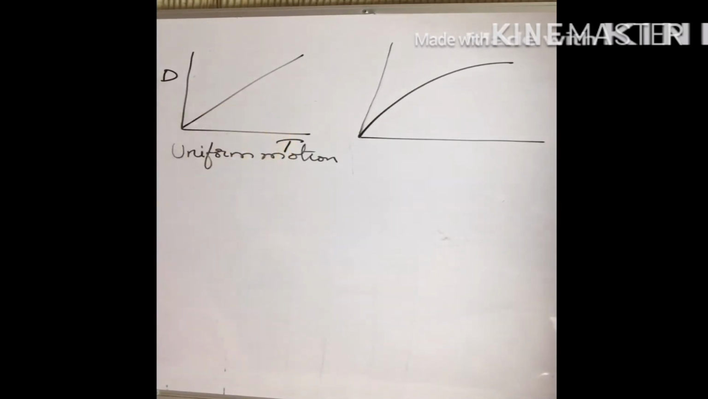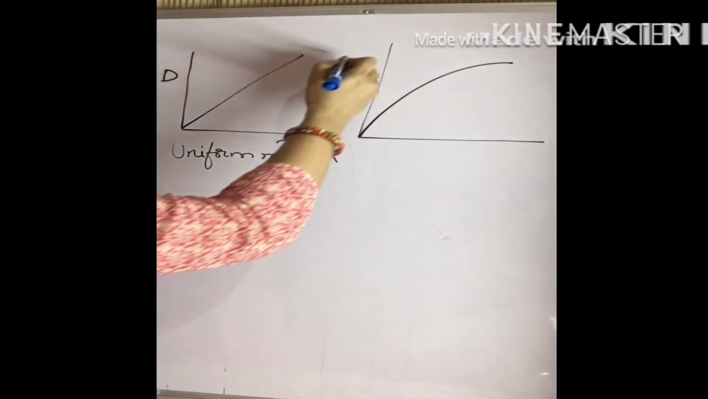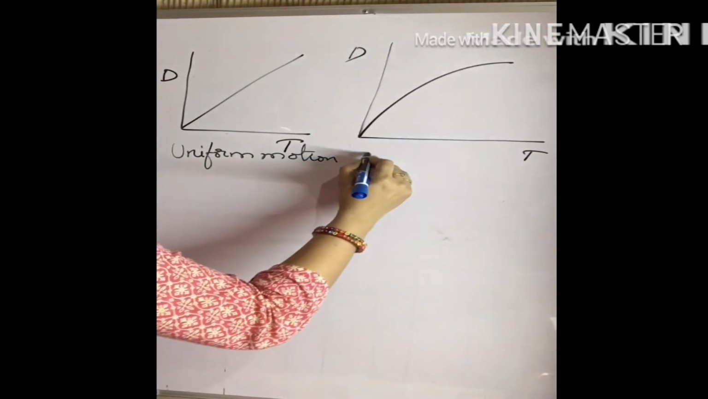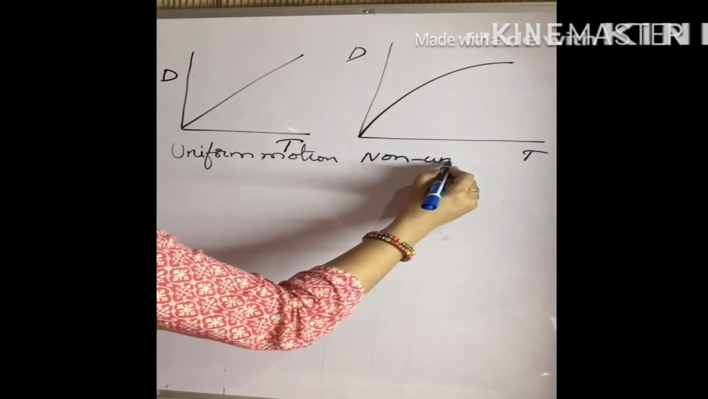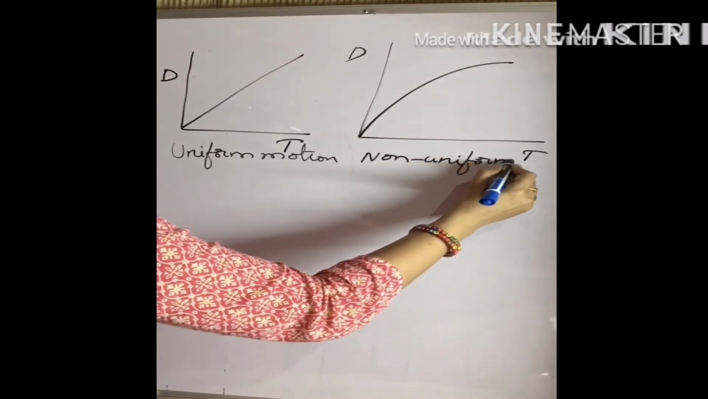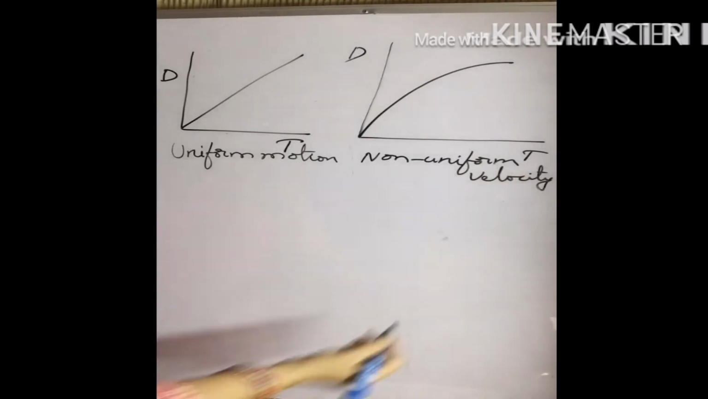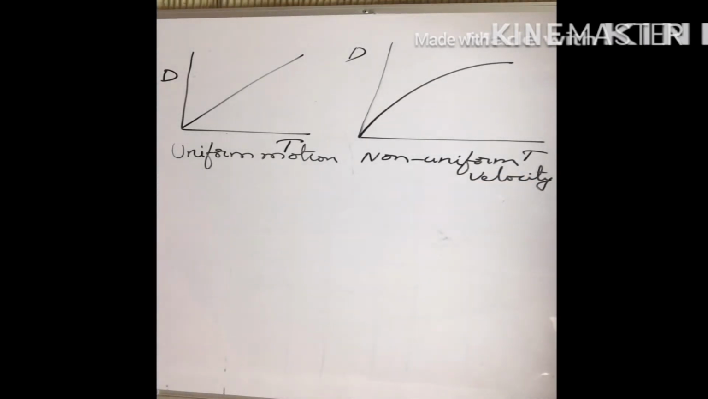Let us not calculate, just see what it says. How do you read the graph? By seeing the graph, what do you judge? A distance time graph with a curve like this shows non-uniform velocity or non-uniform speed. Hereafter we will talk about vectors only, so everywhere we use the term velocity. No problem. Okay, students.